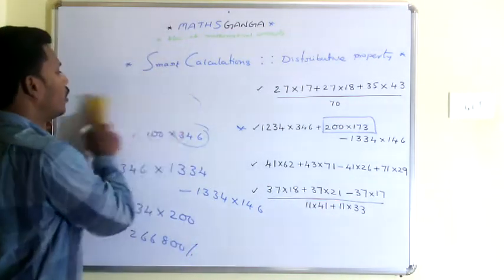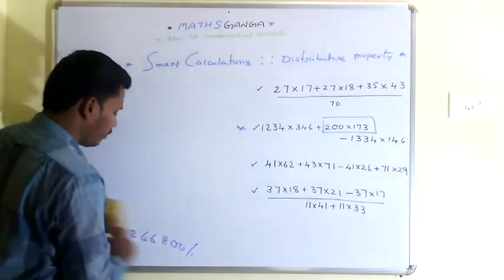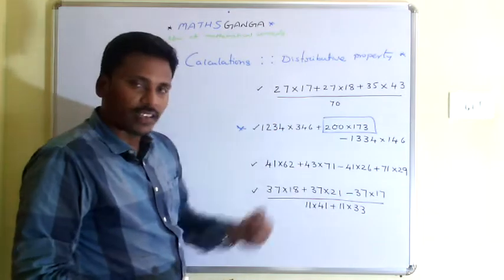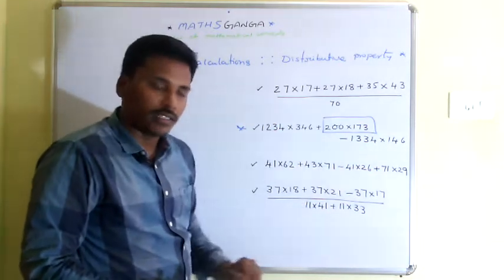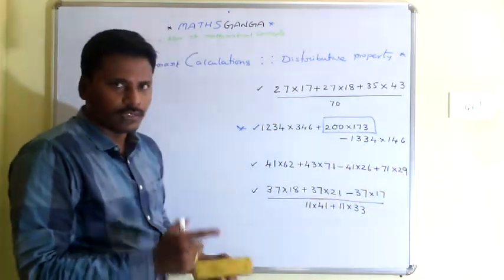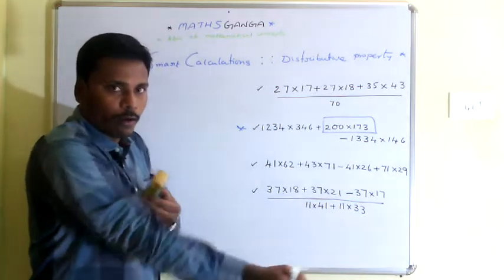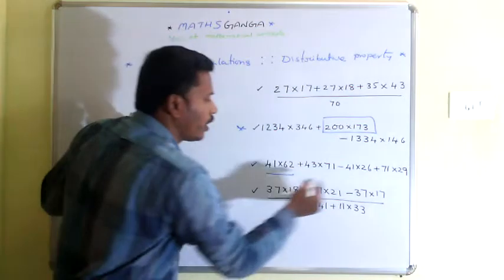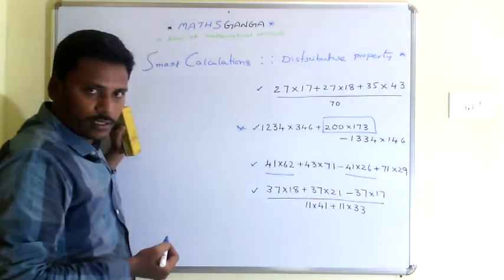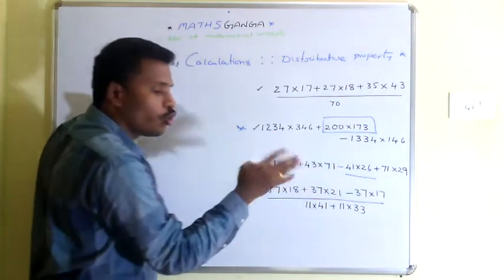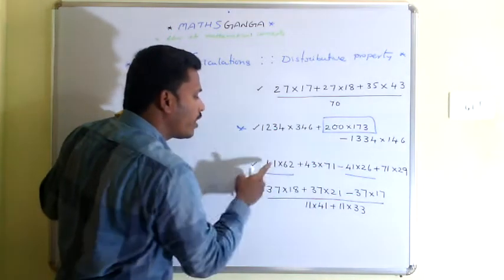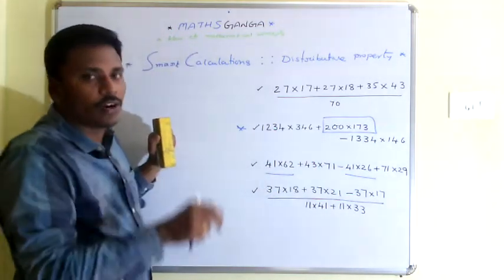Coming to the third one. What is the third one? 41 into 62, 43 into 71, 41 into 26 and 71 into 29. Just have a look at the problem. If you observe, the first term is 41 into 62, the third term is 41 into 26. From the first two terms, there is no common number. But from the first term and the third term, 41 is the common number. You just collect that 41 back.